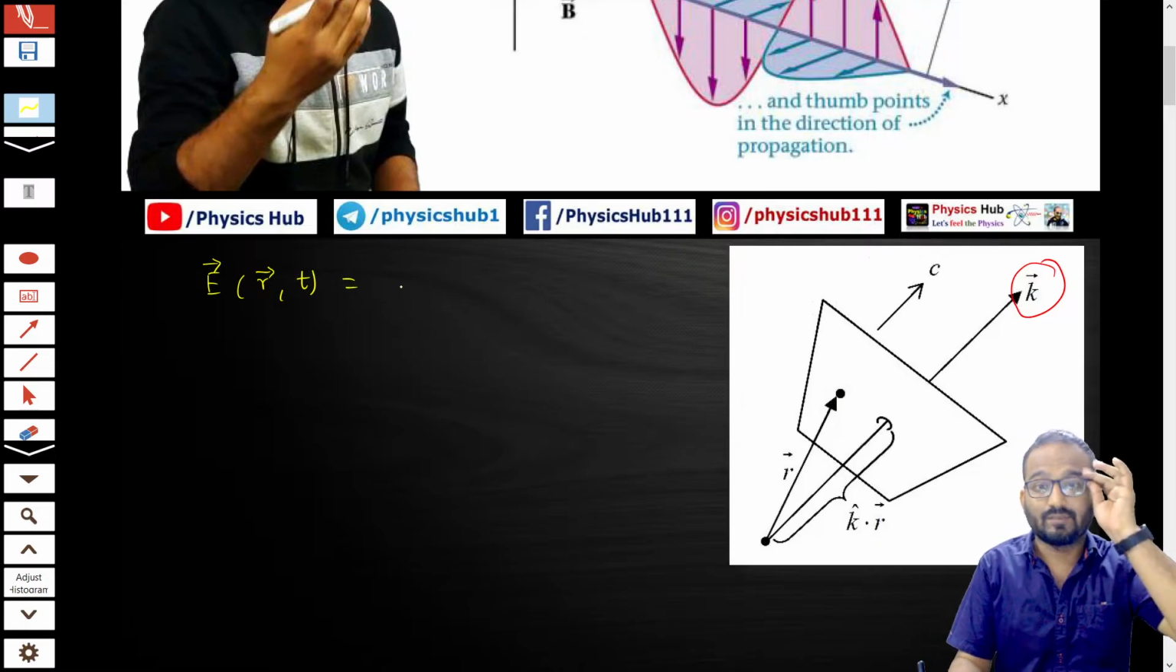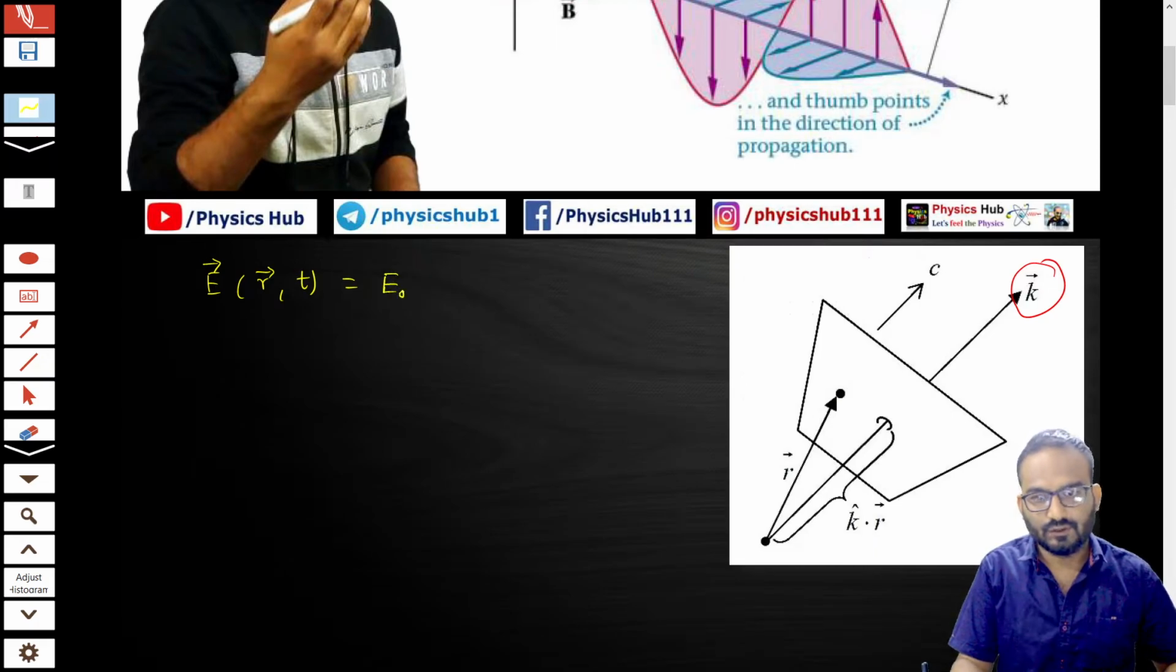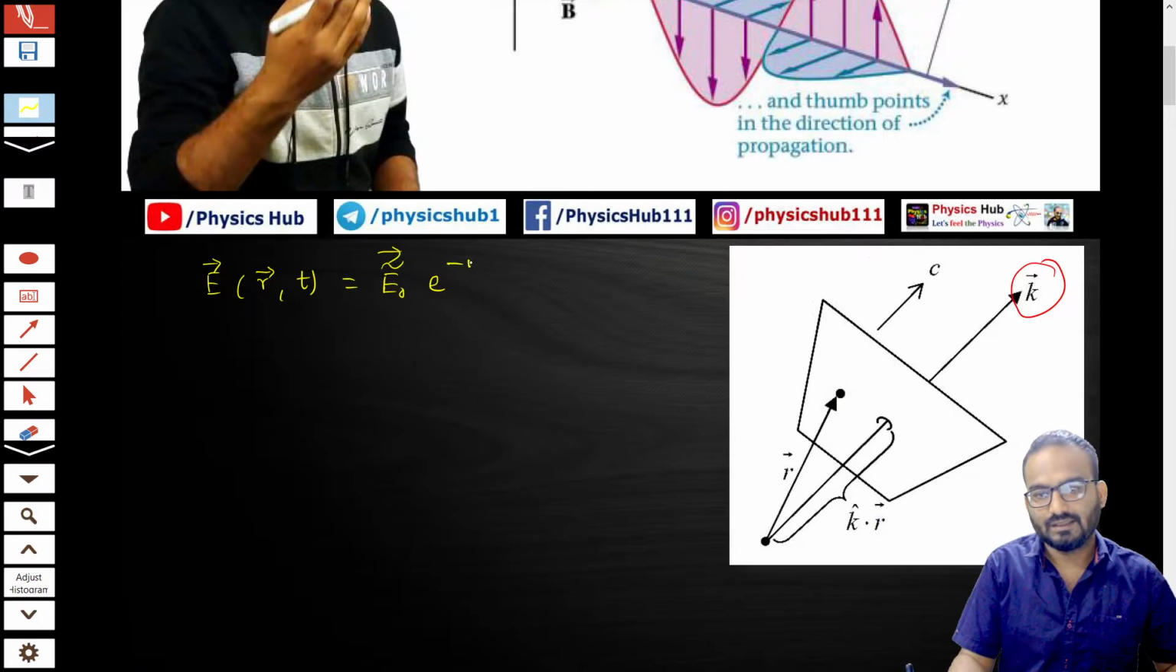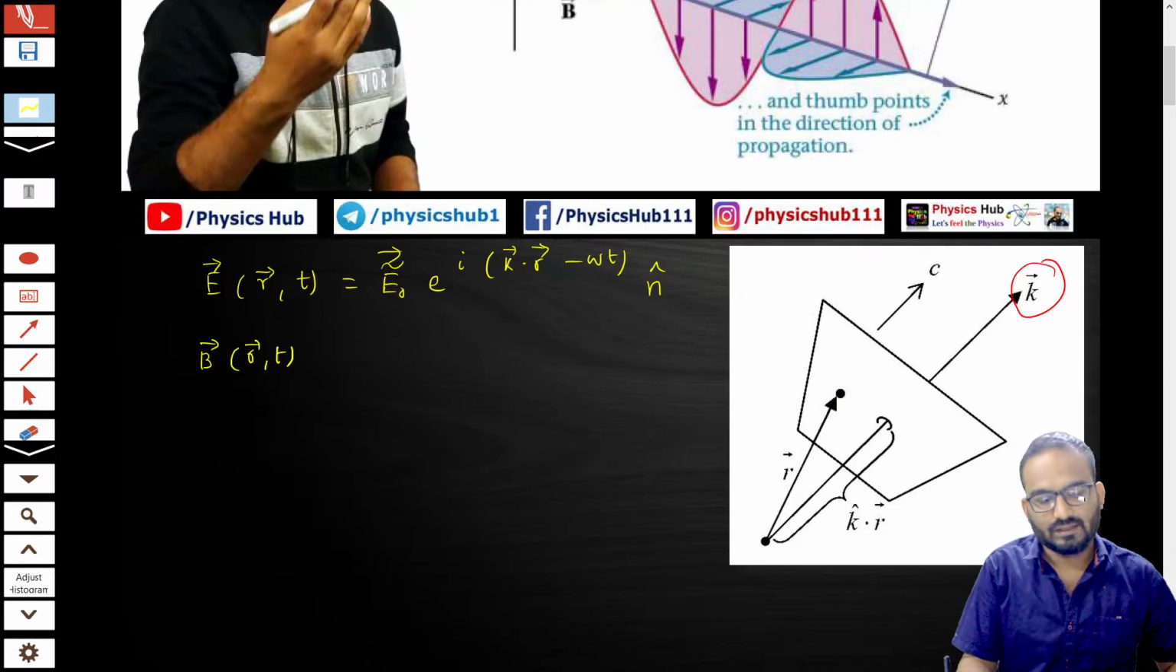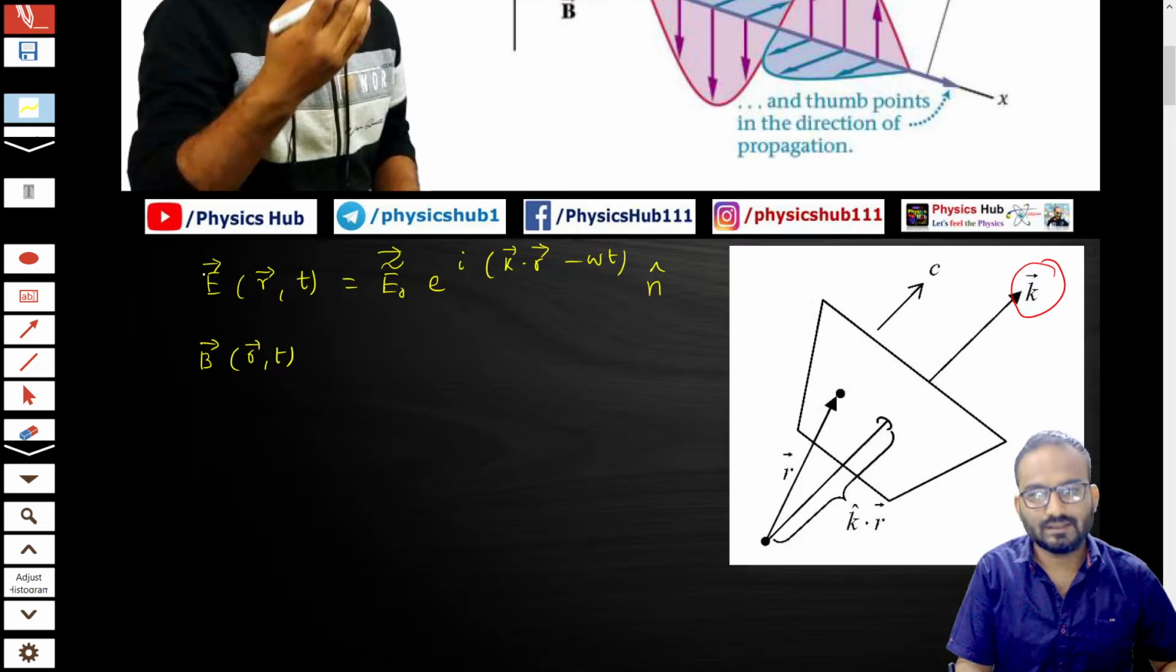The electric field is a function of r and t. So we'll write the amplitude, which is E naught, with this complex amplitude, e to the power i into (k dot r minus omega t). We are writing the general expression, e to the power i k dot r minus omega t, and let's say the direction is n cap. Now, if this is the electric field, how can I write the magnetic field? The magnetic field is written B of r, t, and you can consider that these are complex. We are writing in complex form.